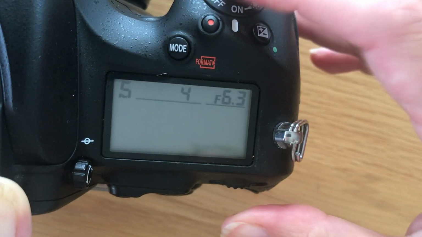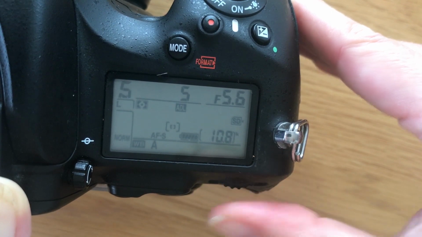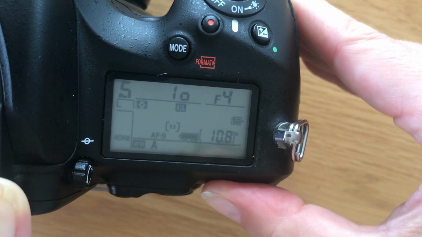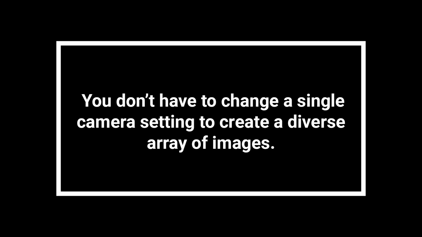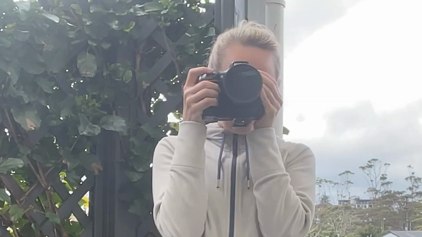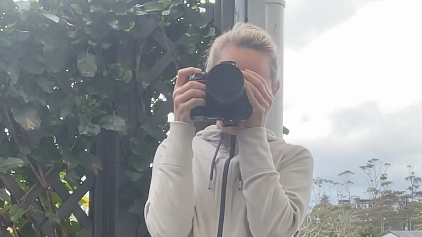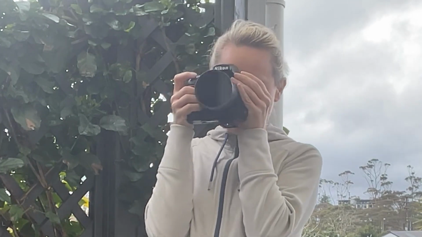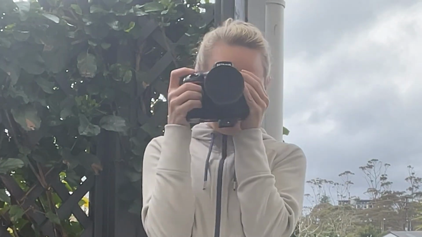It all begins with a simple setting on your camera, 1/10 of a second. And here is the secret. You don't have to change a single camera setting to create a diverse array of images. All you need to do is vary the speed and direction of your camera movement. Let me show you what I mean.